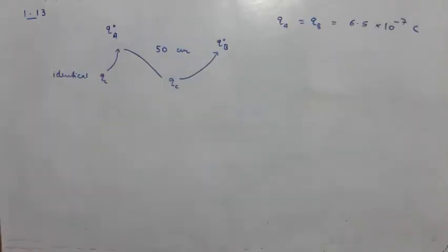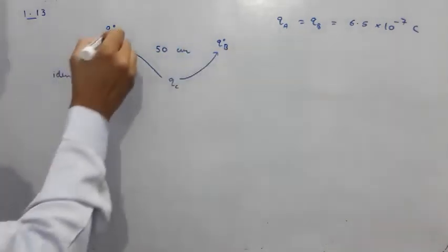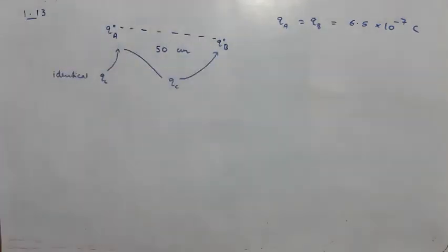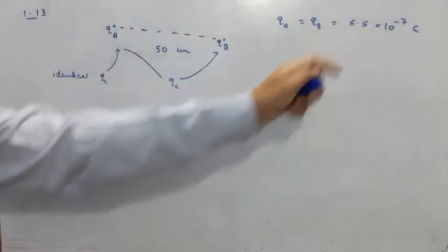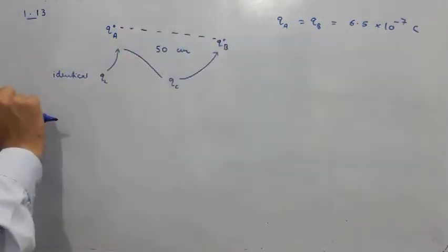There is an interesting question, students, 1.13. But before solving 1.13, you have to solve 1.12 because these questions are related. But 1.12 is directly based on Coulomb's law. You can solve it easily. Question number 13 reads that there are two charges QA and QB separated by a distance of 50 centimeter. And the value of these two charges is 6.5 10 to the power minus 7 coulomb. Both these charges are identical.